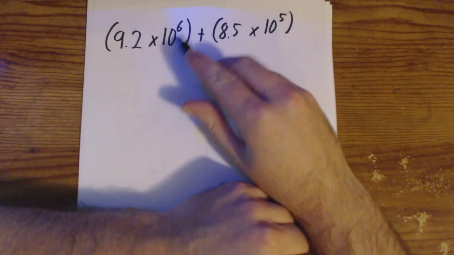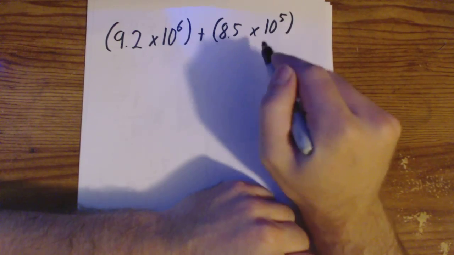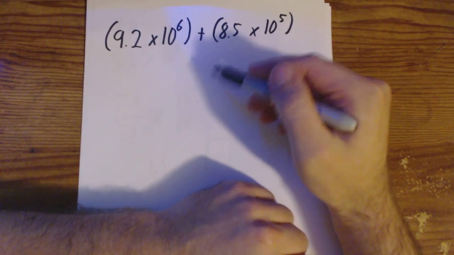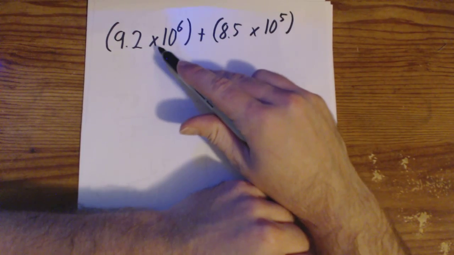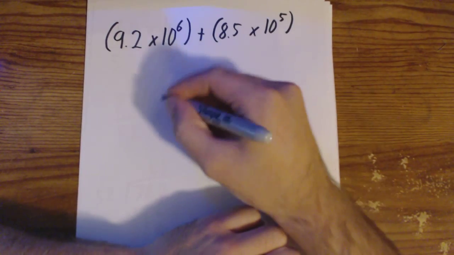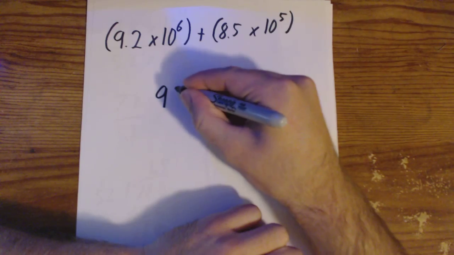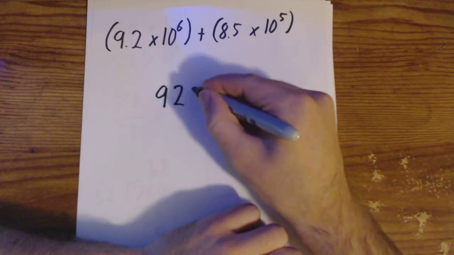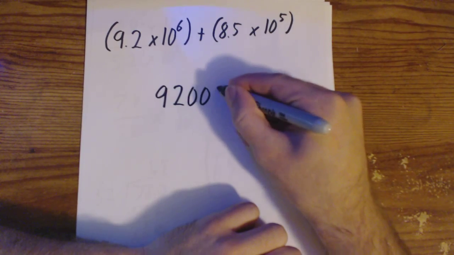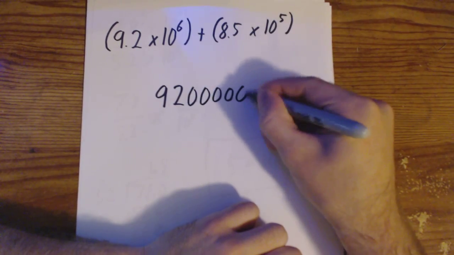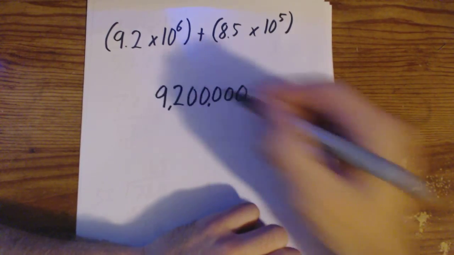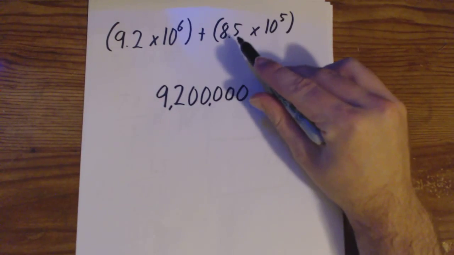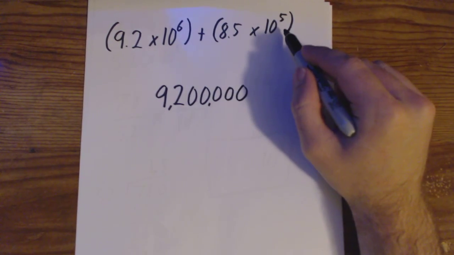Now, this one has the higher exponent. We're adding them, so I could put them on either part, but I'm going to put this one on top because it's going to be the larger number. So we have a 9, 2. I move the decimal once, so 1, 2, 3, 4, 5, 6. We have 9.2 million. Now this is 8.5 times 10 to the 5th.